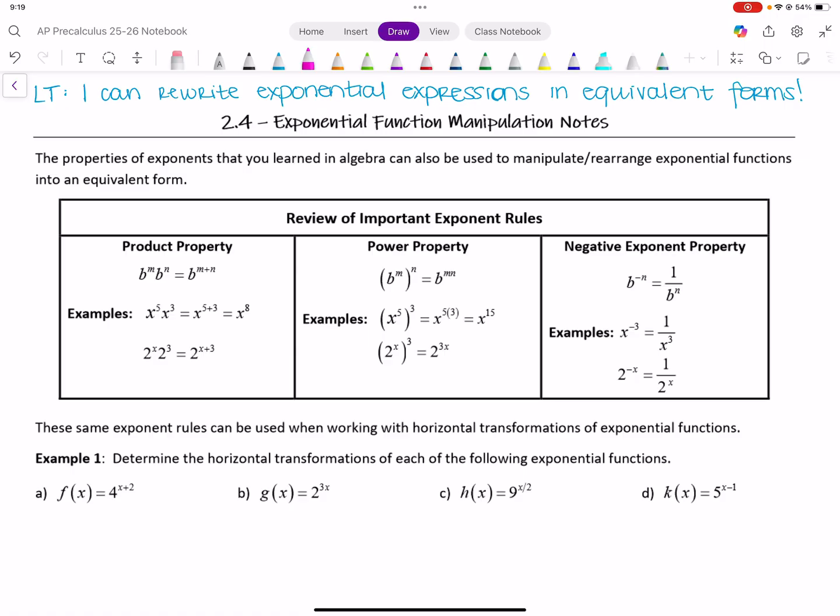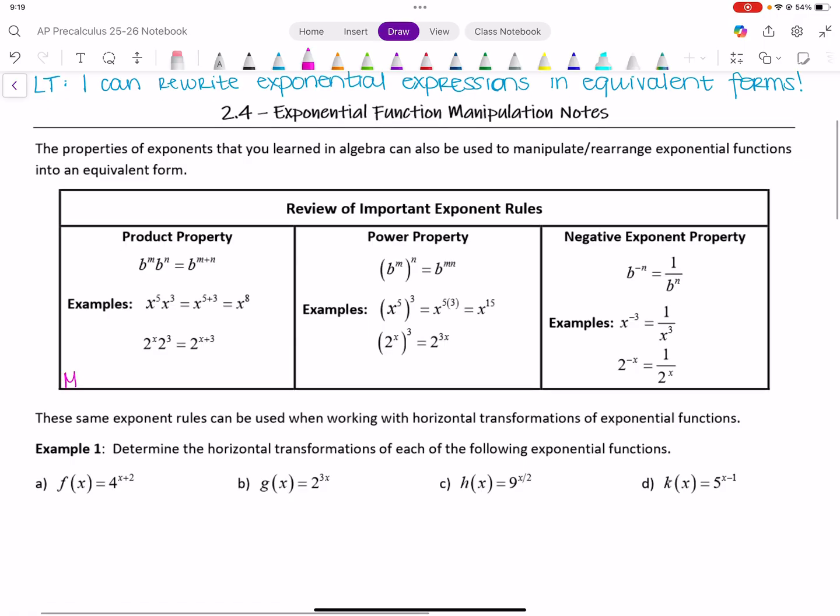So the exponent properties we learned in Algebra 1 can also be used to manipulate or rearrange exponential functions into other equivalent forms. And the main three properties or exponent rules we're going to use are the product property, power property, and negative exponent property. So as a reminder, if you are multiplying the bases of your exponent, then the exponents are being added. So multiply bases means we add exponents.